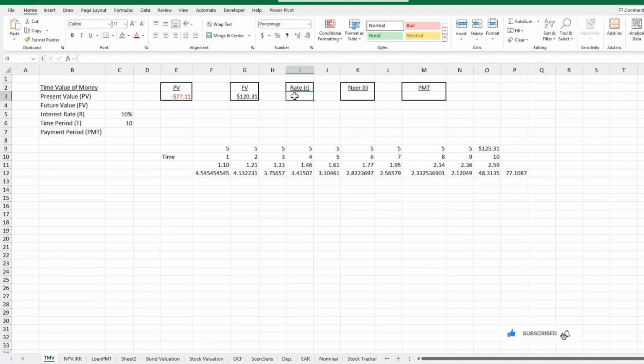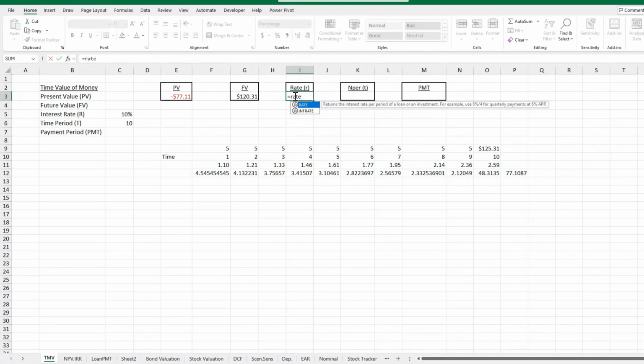Now to calculate our rate function, very easy again. You do equals rate, your time period, your payments. Let's just keep it at 5. Our present value, I'm going to make that a negative. Make sure I keep that a negative. Or it doesn't need to be a negative if the number is already negative. So I'm just going to put in a present value here. Our future value, I'll just put it down here. Our type, we went over that.